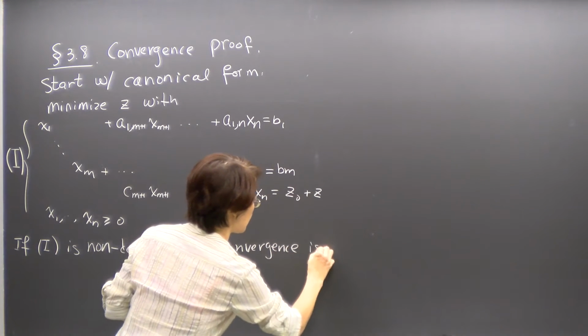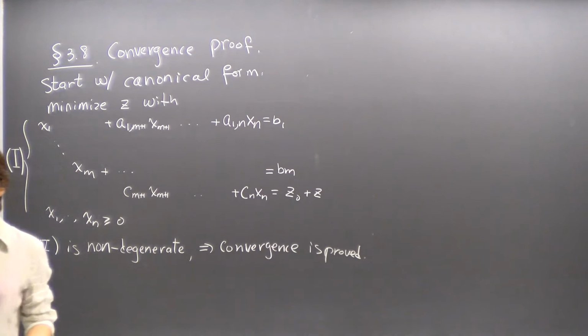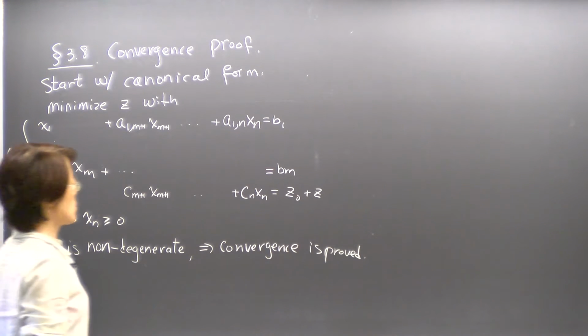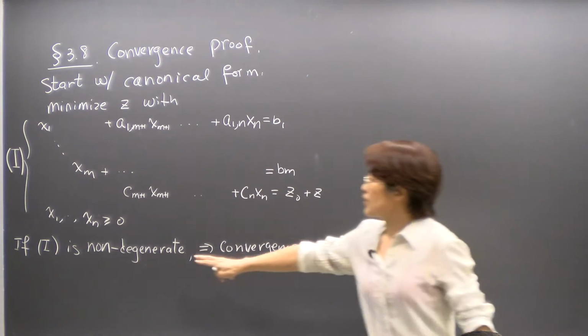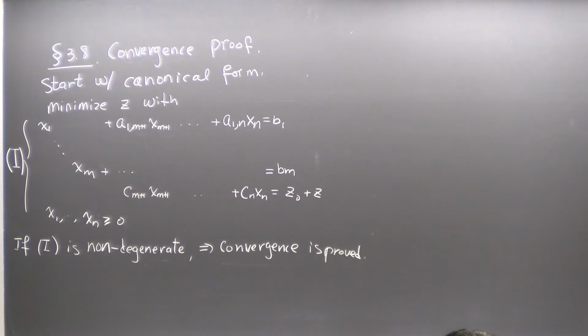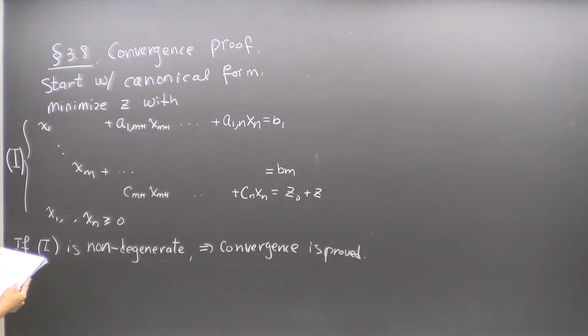Convergence is proved already. There's no problem because you strictly reduce the z, and then it has to reach the minimum at finite steps. What we want to consider now is the general situation, in particular where degeneracy will occur, meaning the b will be 0 at some point, and we need to figure out how to deal with it. Is that clear?